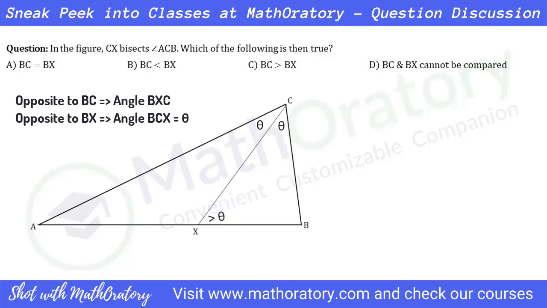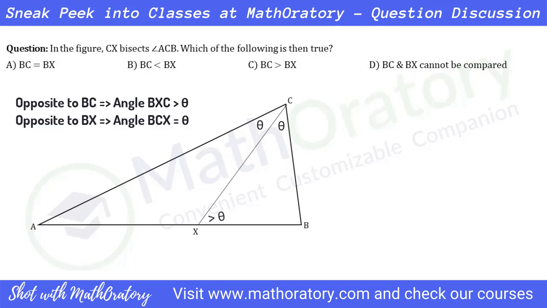So what did we obtain? We are getting that this angle is more than angle BCX. Opposite to this angle BXC is the side BC, and opposite to BCX is the side BX. So the opposite side should also be bigger. So BC should be greater than BX.